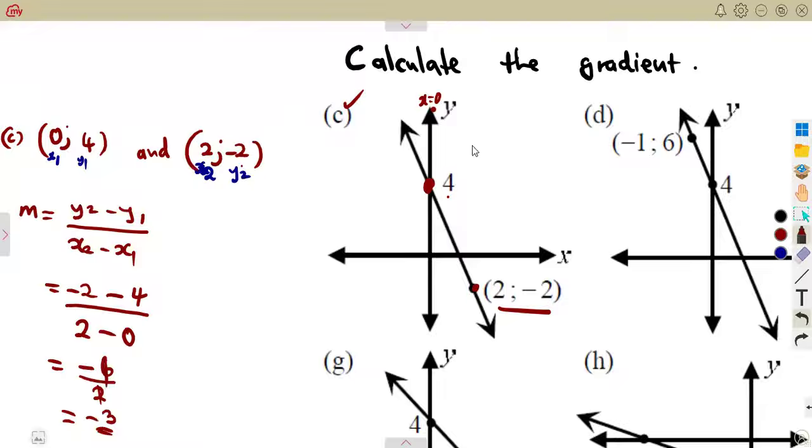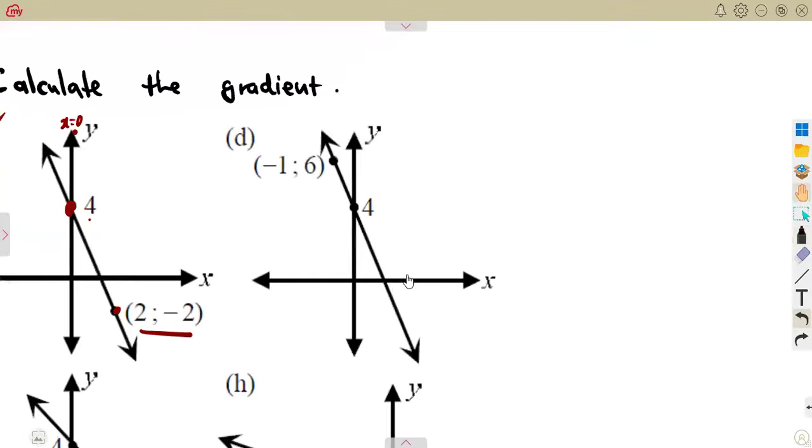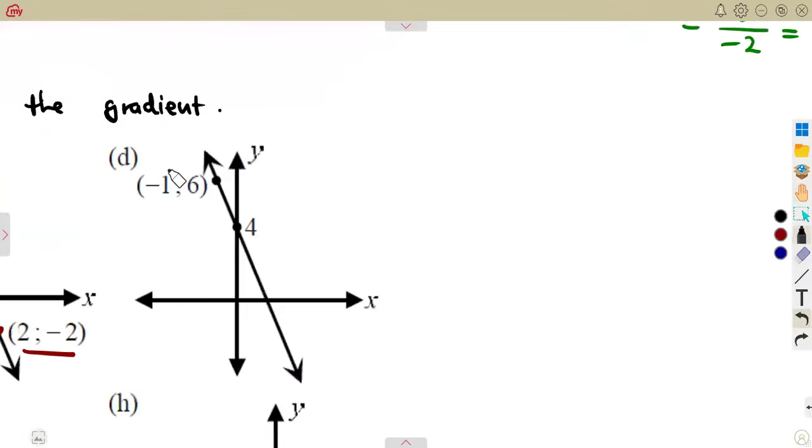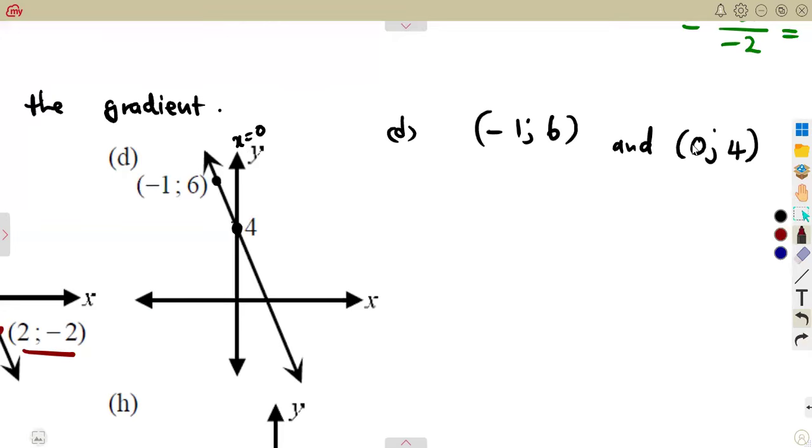From the points that you are given, you have got the gradient. Same concept on D. You are given the point (-1, 6). And another point that you're given, the 4, is the y-intercept. Like I said, x is equal to 0 on the y-axis. So that's (0, 4). Remember the point: you start with x, which is 0, then the y value that you're given, 4.